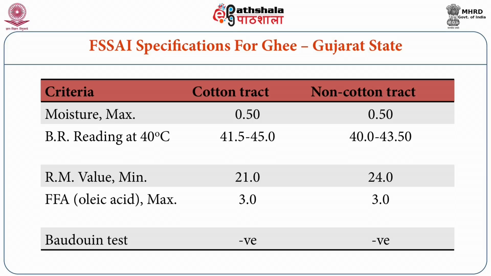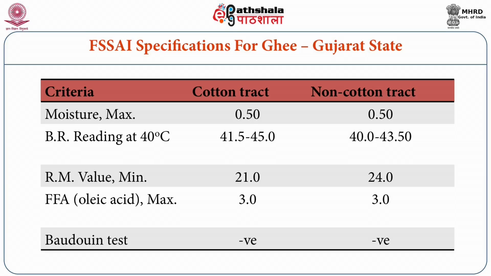The next fat constant is Richard-Meisel value, in short known as RM value. It should be minimum 21 for a cotton tract area and minimum 24 for non-cotton tract area. Again, as I told you for BR reading, any values below such minimum value may be indicative of some adulteration taking place in the ghee, which probably you are getting it tested for.